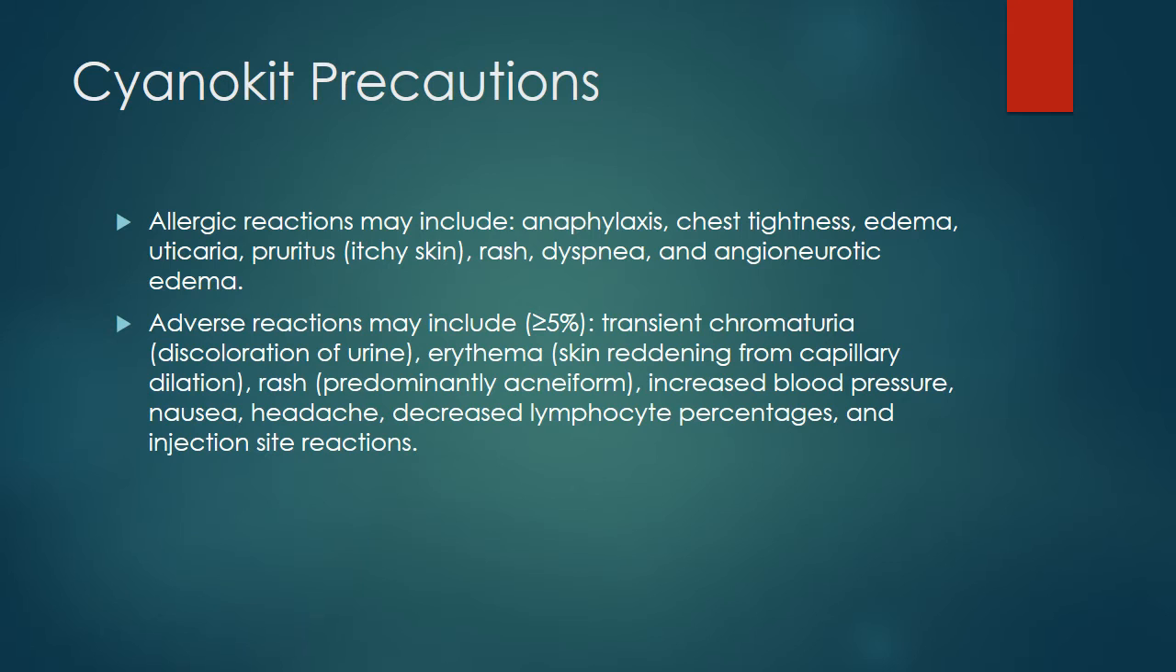There have been other adverse reactions that have occurred in 5% or more of patients treated with this, including transient chromaturia, which is the discoloration of the urine, and that's going to be a big reaction you're going to see with these patients. This medication is excreted through the urine, so we will see dark red urine after this medication has been given.